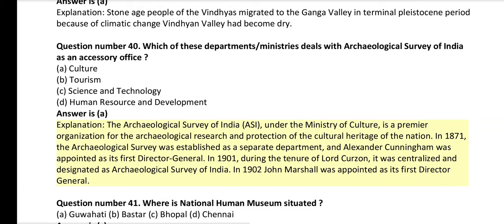Explanation: The Archaeological Survey of India, ASI, under the Ministry of Culture, is a premier organization for the archaeological research and protection of the cultural heritage of the nation. In 1871, the Archaeological Survey was established as a separate department, and Alexander Cunningham was appointed as its first Director General. In 1901, during the tenure of Lord Curzon, it was centralized and designated as Archaeological Survey of India. In 1902, John Marshall was appointed as its first Director General.